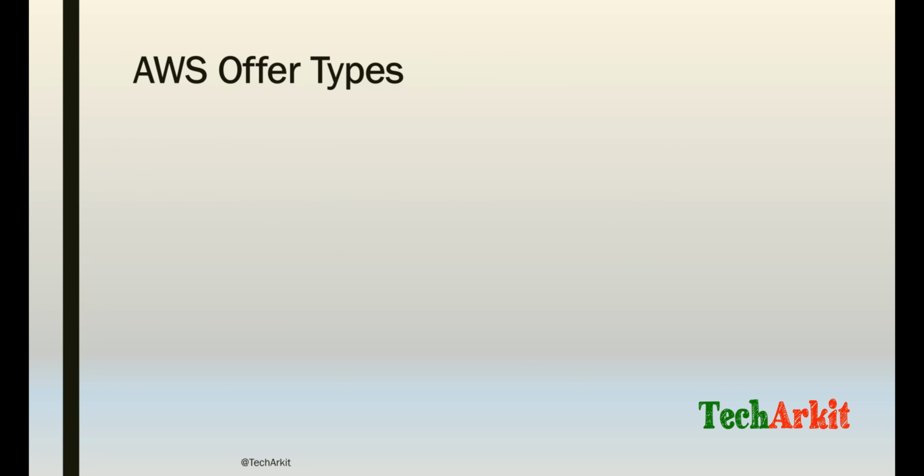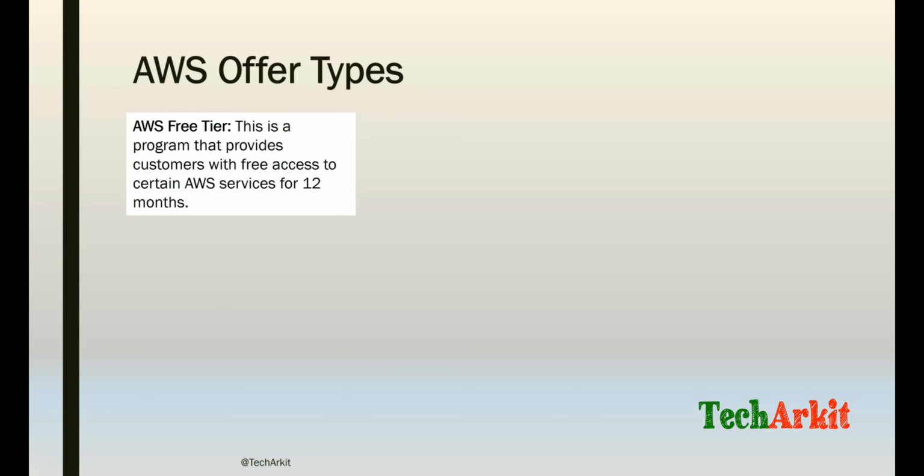Let's see what offers AWS provides to the customers. The first one is the AWS free tier. This is a program that provides the customer with free access to certain AWS services for 12 months. So you can freely use most of the services on AWS, not all of the services, but to a certain level, so you get familiar with the AWS console and practice all of the stuff.